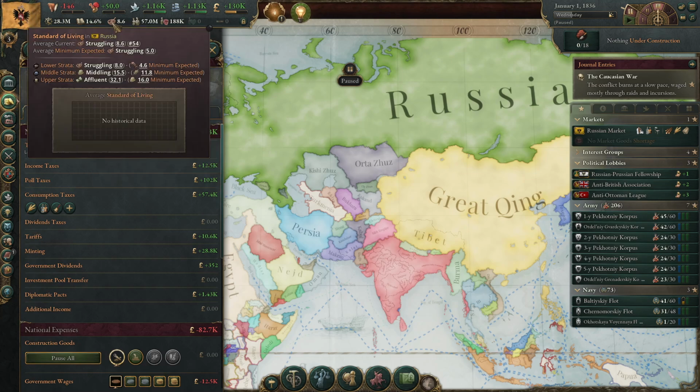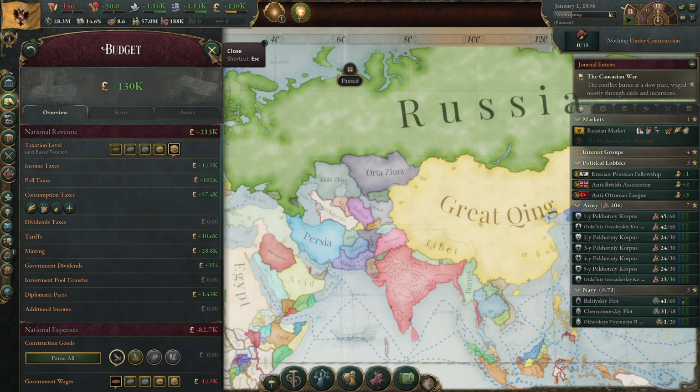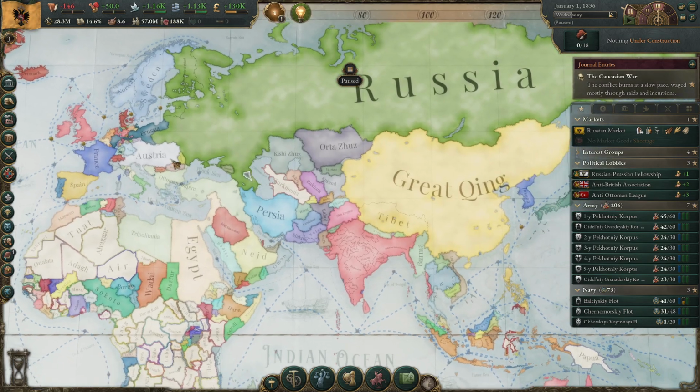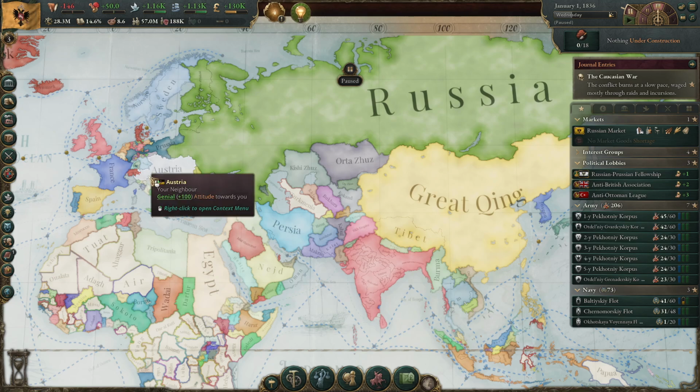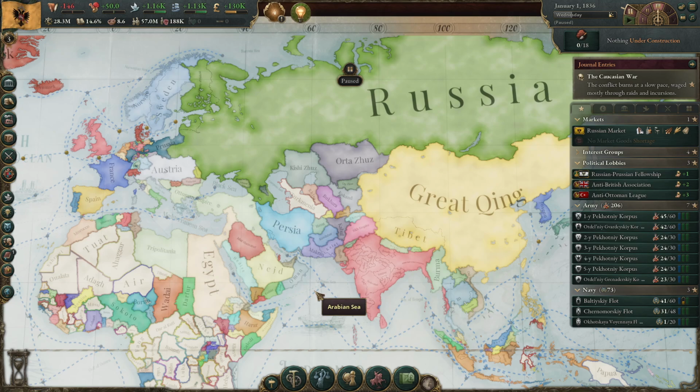Because as I said in the beginning, it's not the level of the standard of living like it is in real life that gives you loyalists, but the change from the week before. So if you go from a very low standard of living like 6 to 7, that will create a huge amount of loyalists. Also, if people are unhappy with the current government, they will start to demand reforms, and you can implement those reforms and get loyalists that way.